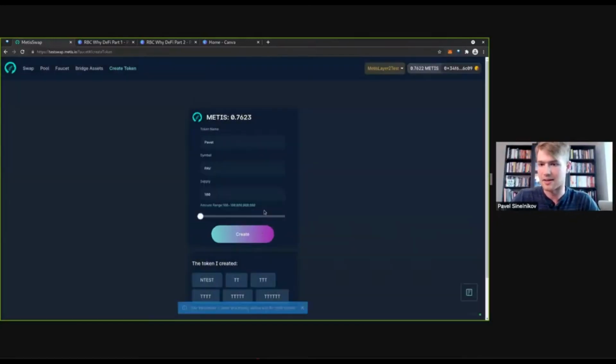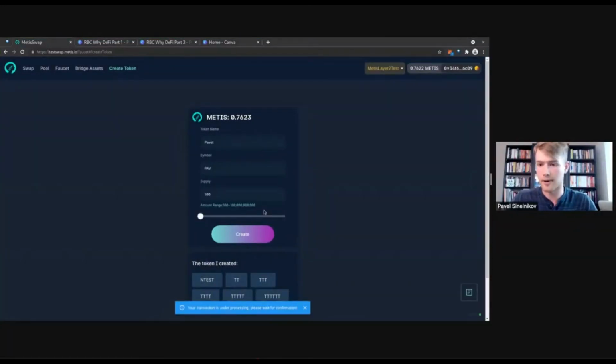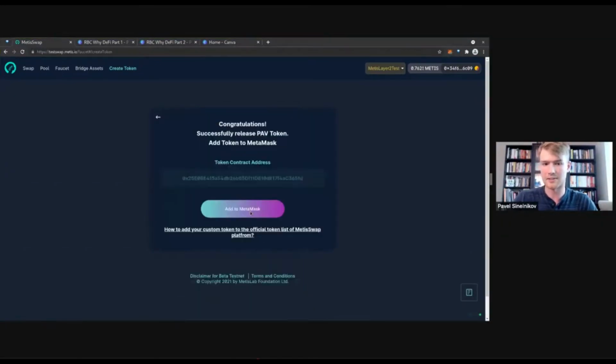This is, again, test tokens. And we are creating a token right here. When we create the token, we're able to add it to MetaMask. And then we have that supply in there. So let's take a look at our MetaMask.